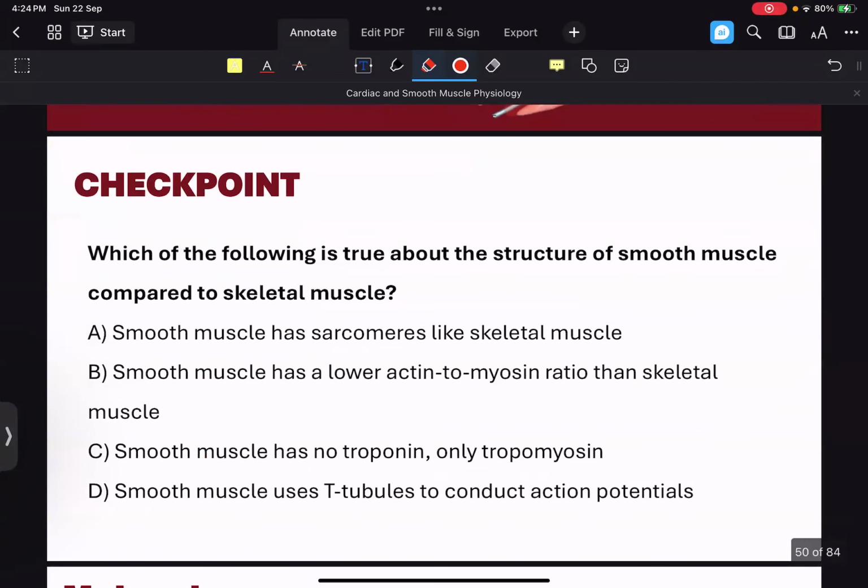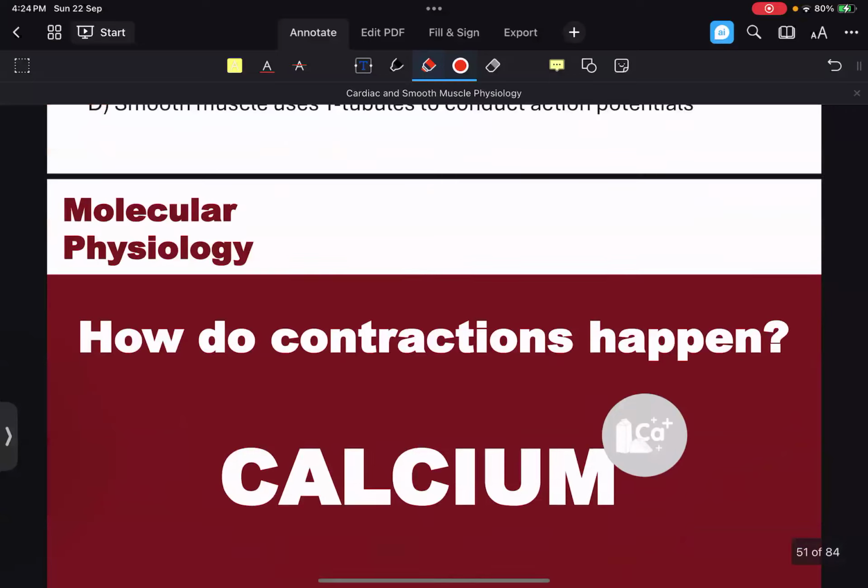Before we move on, who can answer this question? It's a simple recall question. Even if you don't get it now, if you go back to that one slide, you'll see it. It is C, so good job.